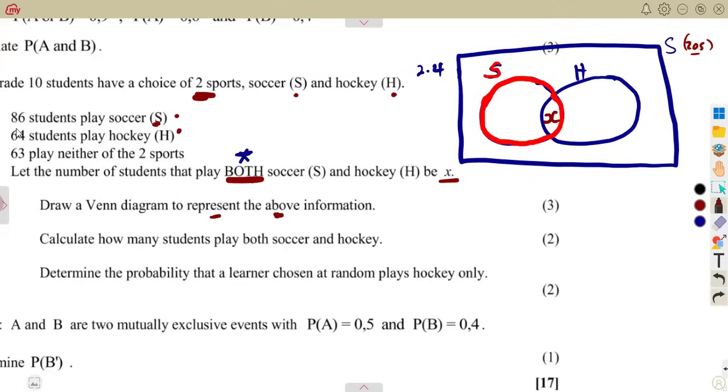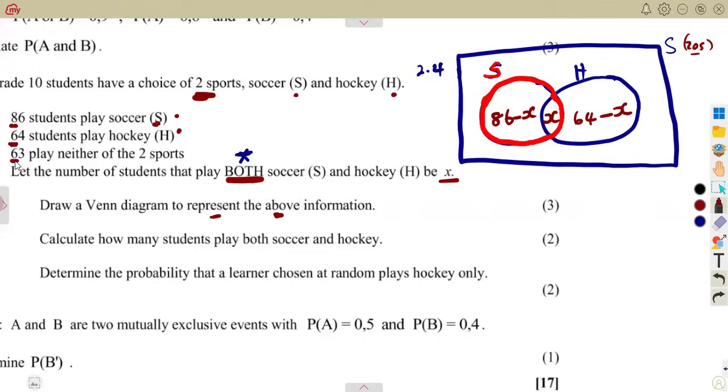Out of what we had, out of the 86 who play soccer, remember there were 86 here, we must remove those who play both. So it will be 86 minus X. Those who play hockey, there were 64. Out of the 64, we must remove X who are found playing both. We must remove them.